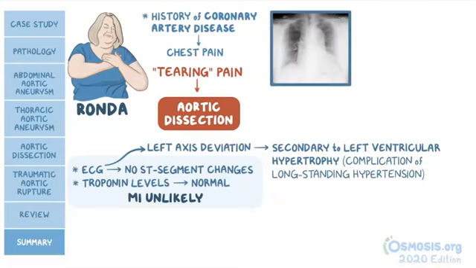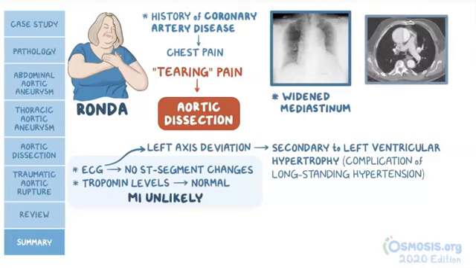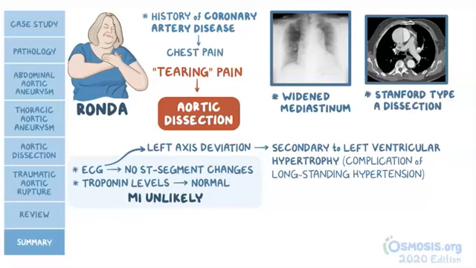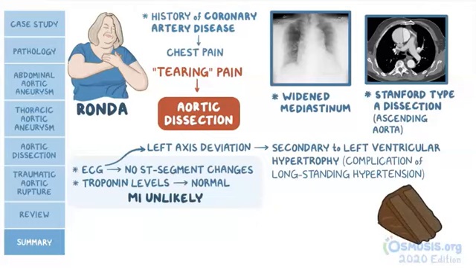Rhonda's chest x-ray showed a widened mediastinum, a common finding in aortic dissection. Fortunately, a CT was done, which caught a Stanford A dissection involving the ascending aorta. Rhonda is now recovering from her surgery and is now dissecting into a nice piece of chocolate cake.